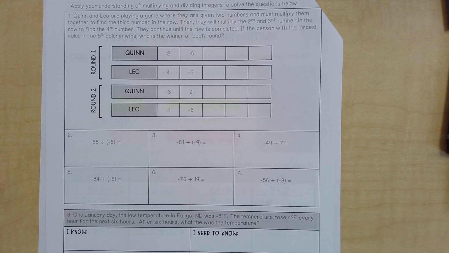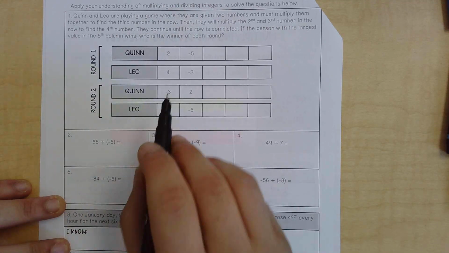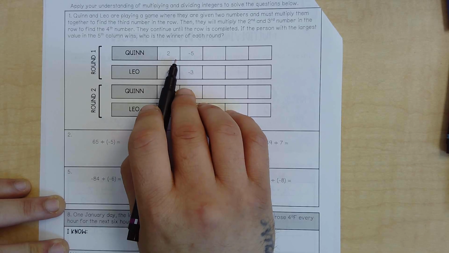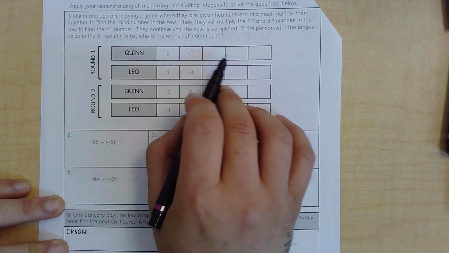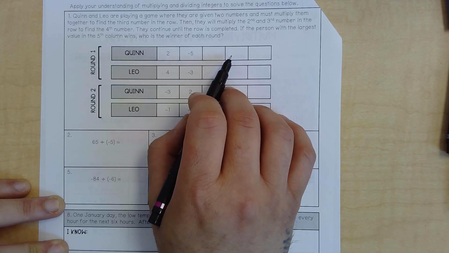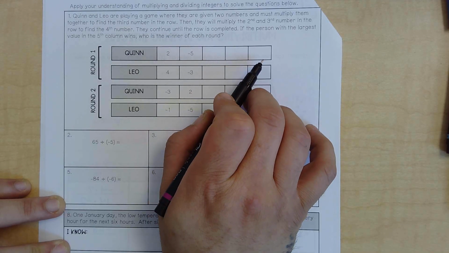Okay, that's a lot of words for something really more simple, okay? We're going to multiply these 2 numbers to find our next number. Then these 2 numbers to find our next number. Then these 2 numbers to find our last number. Okay?